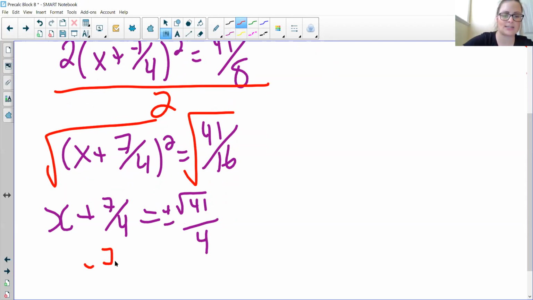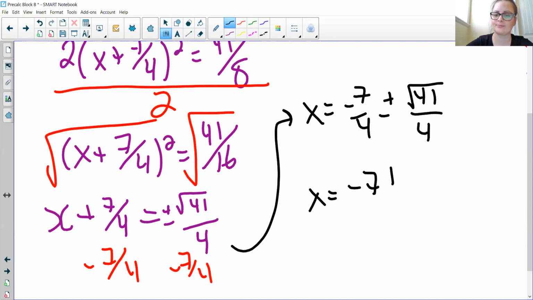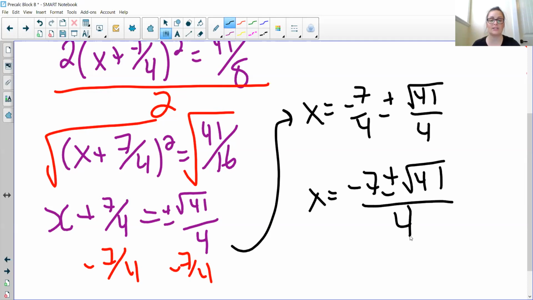And then we would subtract 7 over 4 from both sides. And we would get that x equaled negative 7 over 4 plus or minus the square root of 41 over 4, which could then be combined into this. And then, to find out the exact value of the two x's, we would go negative 7 plus the square root of 41 divided by 4, and negative 7 minus the square root of 41 divided by 4. And if we did it in our calculator, we would get an approximated rounded off answer. And if we were to leave it for exact values, we'd actually just leave it the way it currently is.